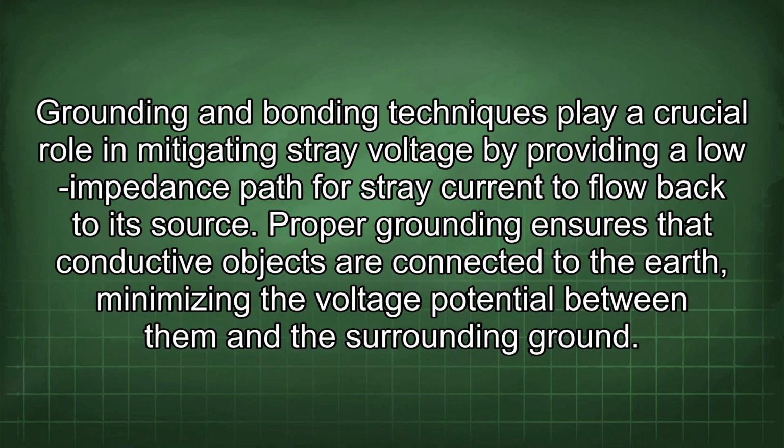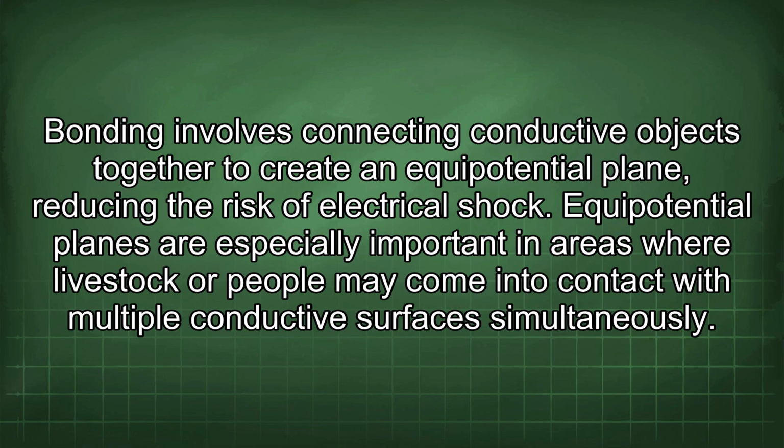Grounding and bonding techniques play a crucial role in mitigating stray voltage by providing a low impedance path for stray current to flow back to its source. Proper grounding ensures that conductive objects are connected to the earth, minimizing the voltage potential between them and the surrounding ground. Bonding involves connecting conductive objects together to create an equipotential plane, reducing the risk of electrical shock. Equipotential planes are especially important in areas where livestock or people may come into contact with multiple conductive surfaces simultaneously.